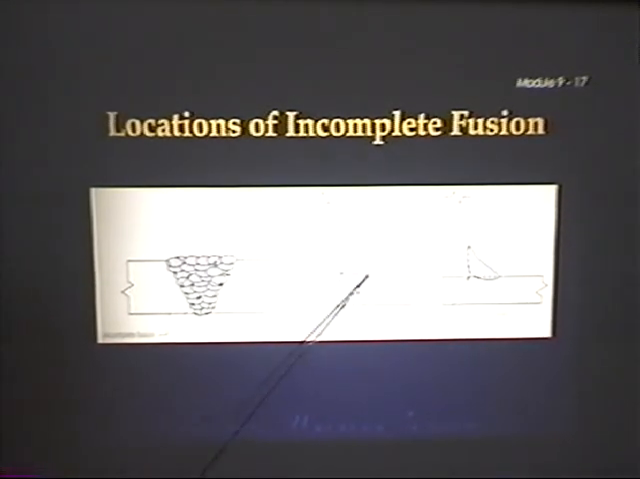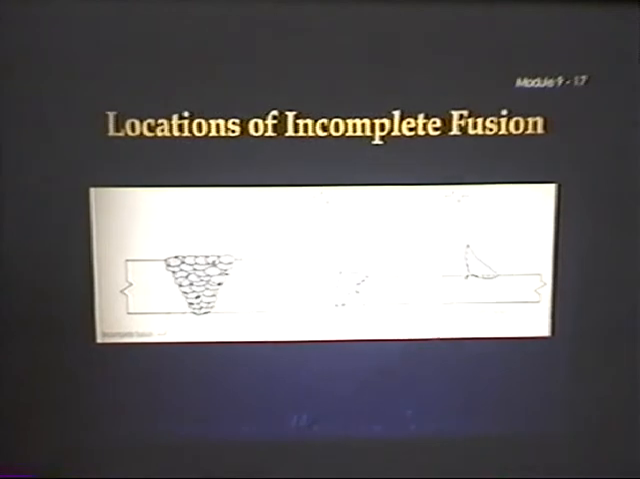Here, you can see the thickness of the parent metal here, but he didn't tie it in over here, so he has incomplete fusion. Then he has incomplete fusion here on the shoulder of the bevel again. Here he has incomplete root fusion, or incomplete root penetration. All examples of incomplete fusion.